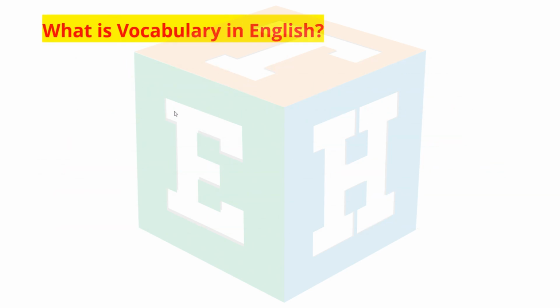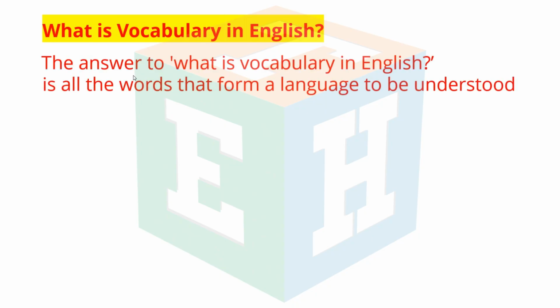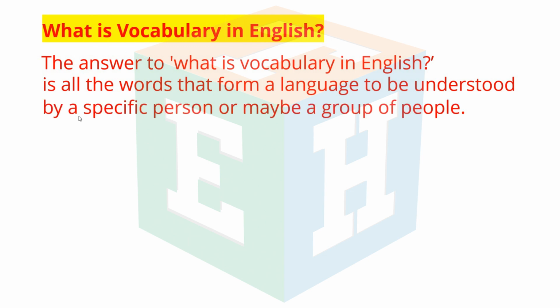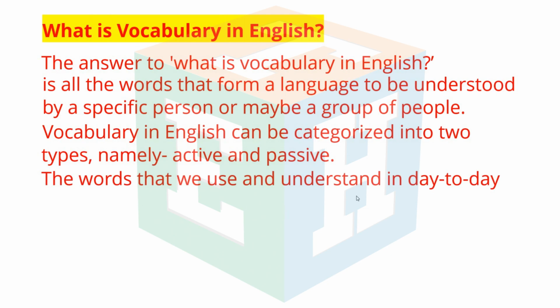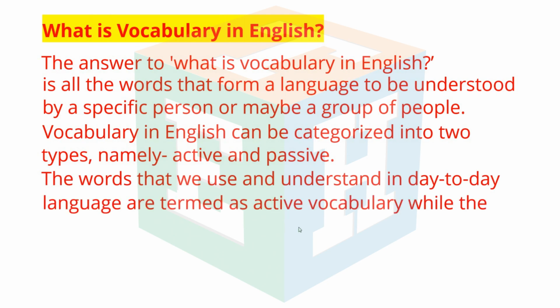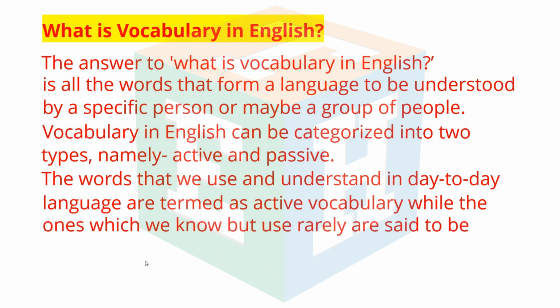What is vocabulary in English? The answer to what is vocabulary in English is all the words that form a language to be understood by a specific person or maybe a group of people. Vocabulary in English can be categorized into two types, namely active and passive. The words that we use and understand in day-to-day language are termed as active vocabulary, while the ones which we know but use rarely are said to be passive vocabulary.